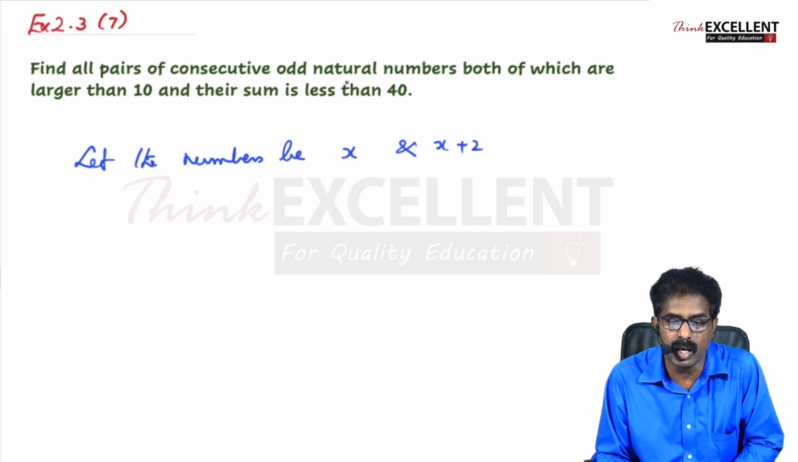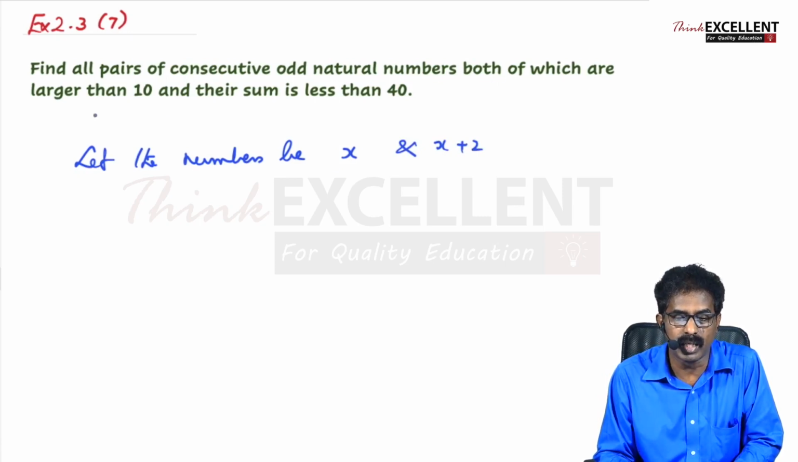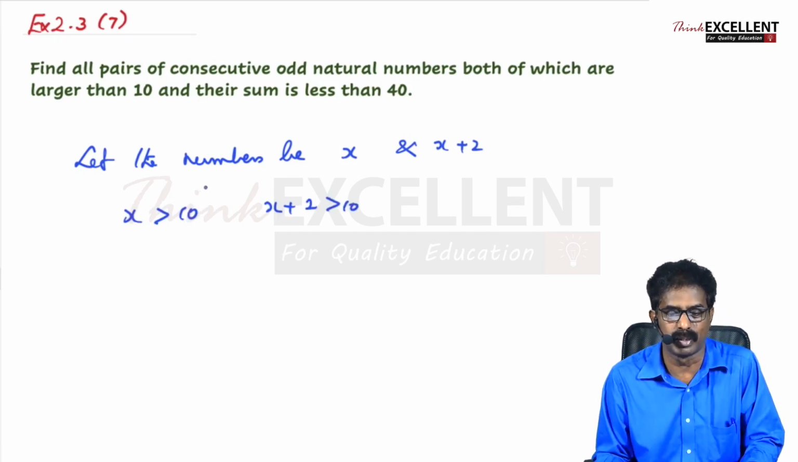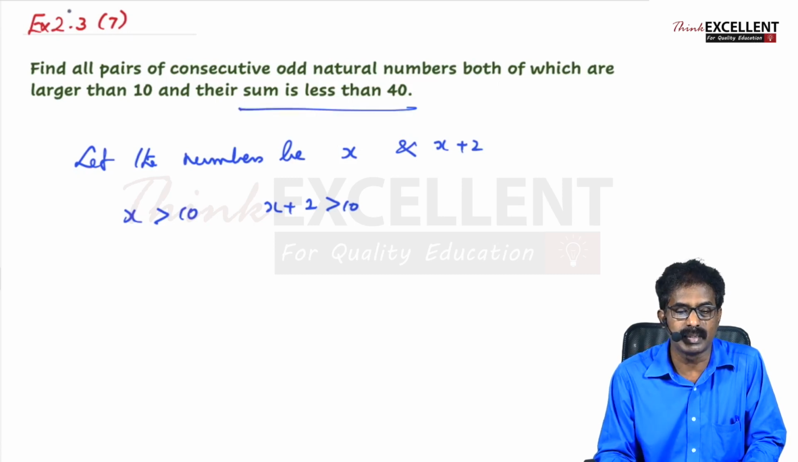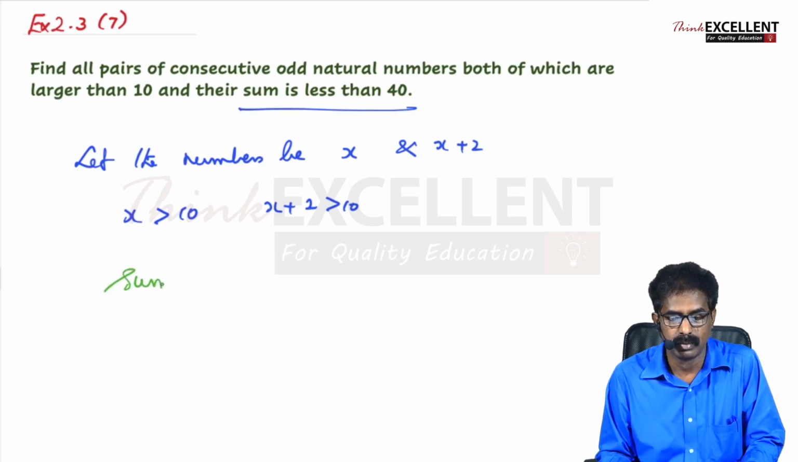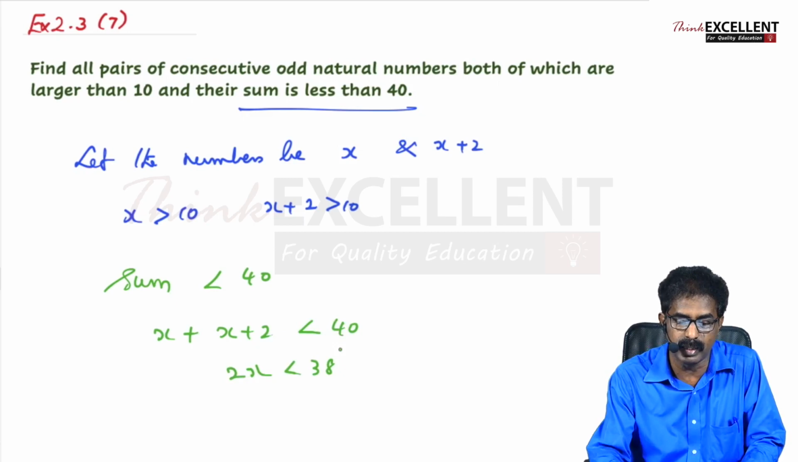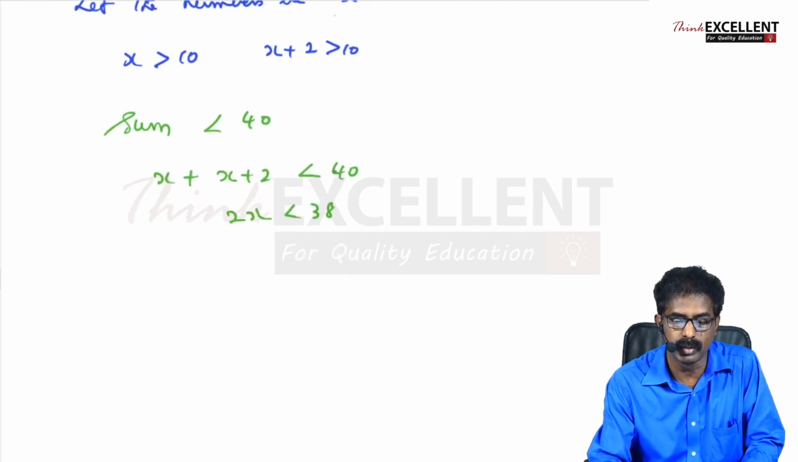Two consecutive odd numbers, both of which are larger than 10. That is, x is more than 10, and x plus 2 is also more than 10, right? If x is more than 10, then definitely x plus 2 is more than 10. And their sum is less than 40. Sum means x plus x plus 2. The sum is less than 40, so 2x is less than 38, which is 40 minus 2, right? x plus x is 2x.